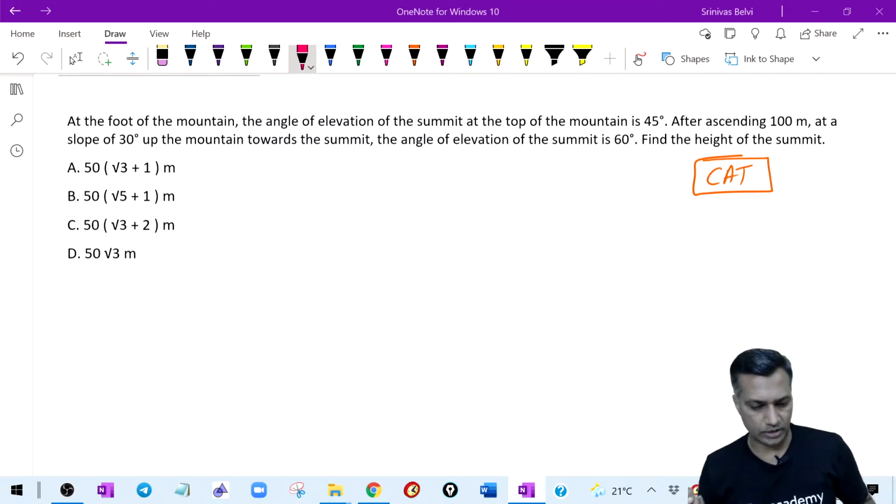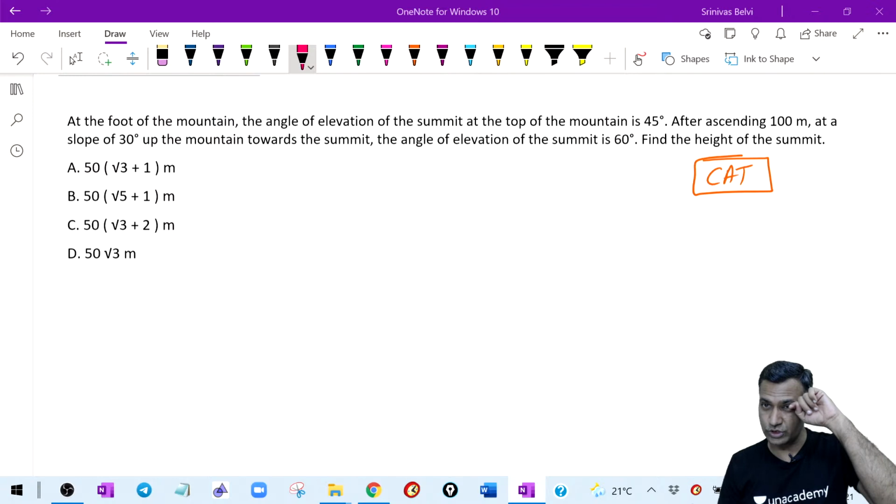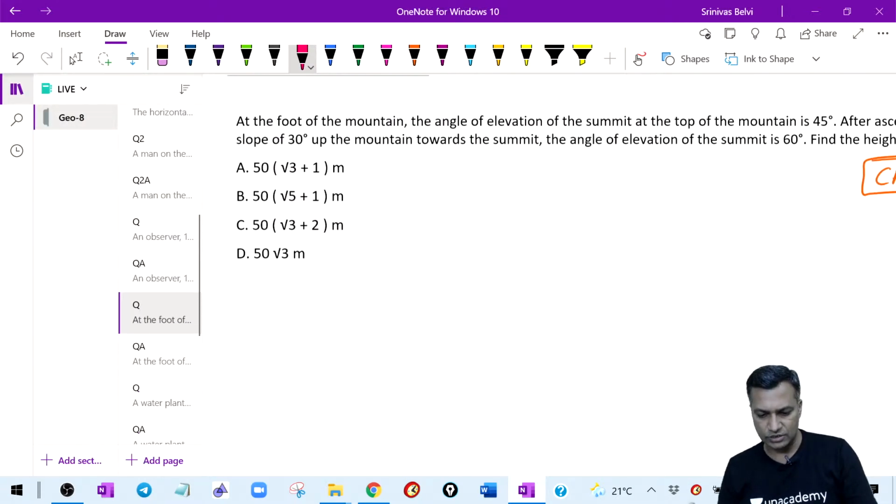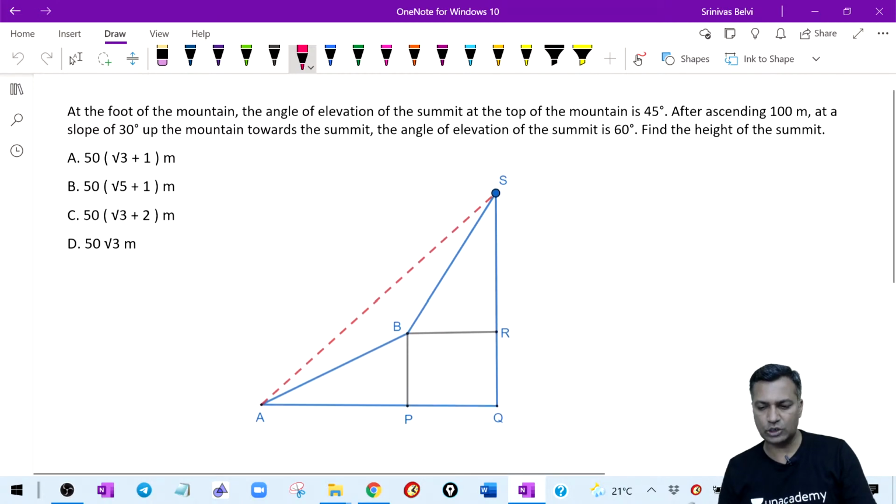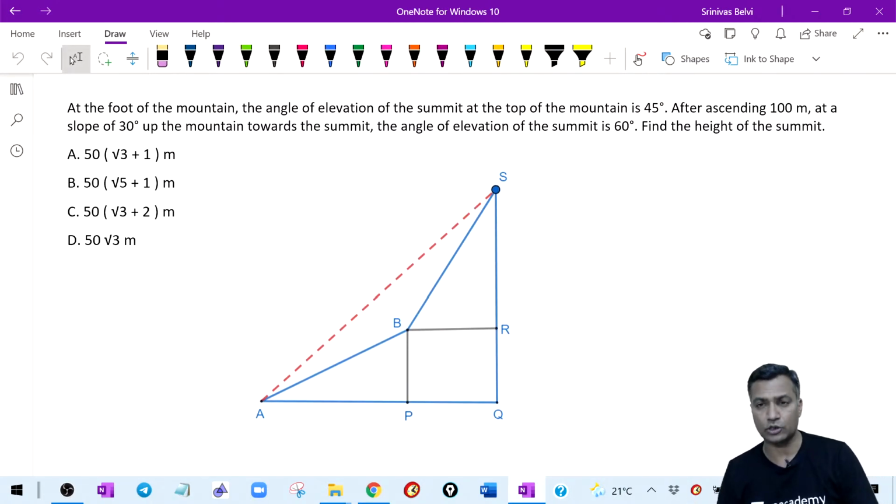All right. Let's try and do this. Actually, the CAT question was a little harder than this, because the angles were not very convenient. All right. It might look something like this. Your schematic diagram might look something like this.